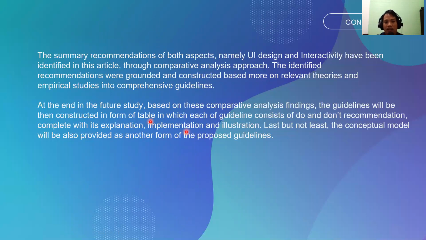Last but not least, the conceptual model will also be provided in the next study as another form of the proposed guidelines. So that's all for this presentation.